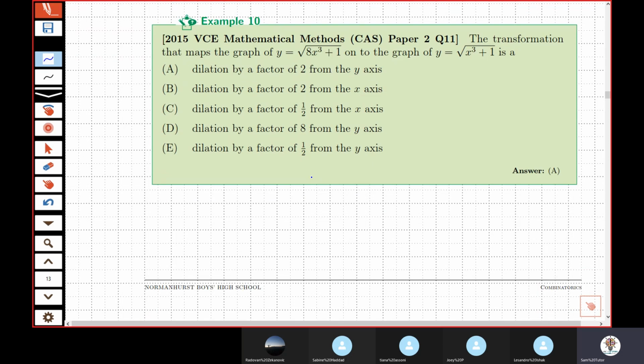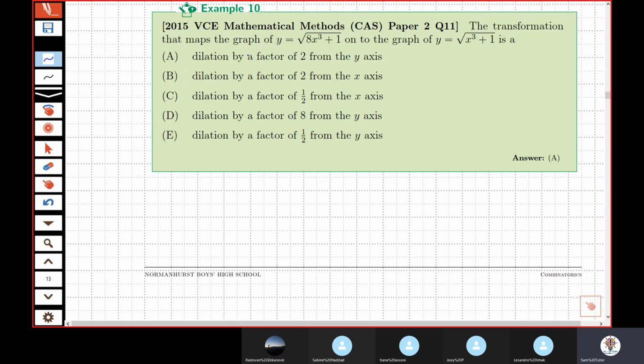Okay. The transformation that maps the graph of this on the graph of this is A. So how do you get from here to here? What has happened? All right, let's think for a second. Just wait, let me also think. Okay, I can see x has to become that, and it is a.